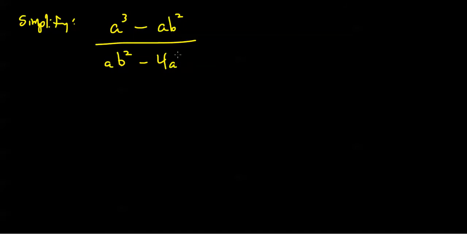Simplify. A cubed minus ab squared, binomial of degree 3. Downstairs I've got ab squared minus 4a squared b plus 3a cubed. Alright, so again, we can't make any cancellations until we establish factors of products. So I'm going to, of course, factor the numerator completely.